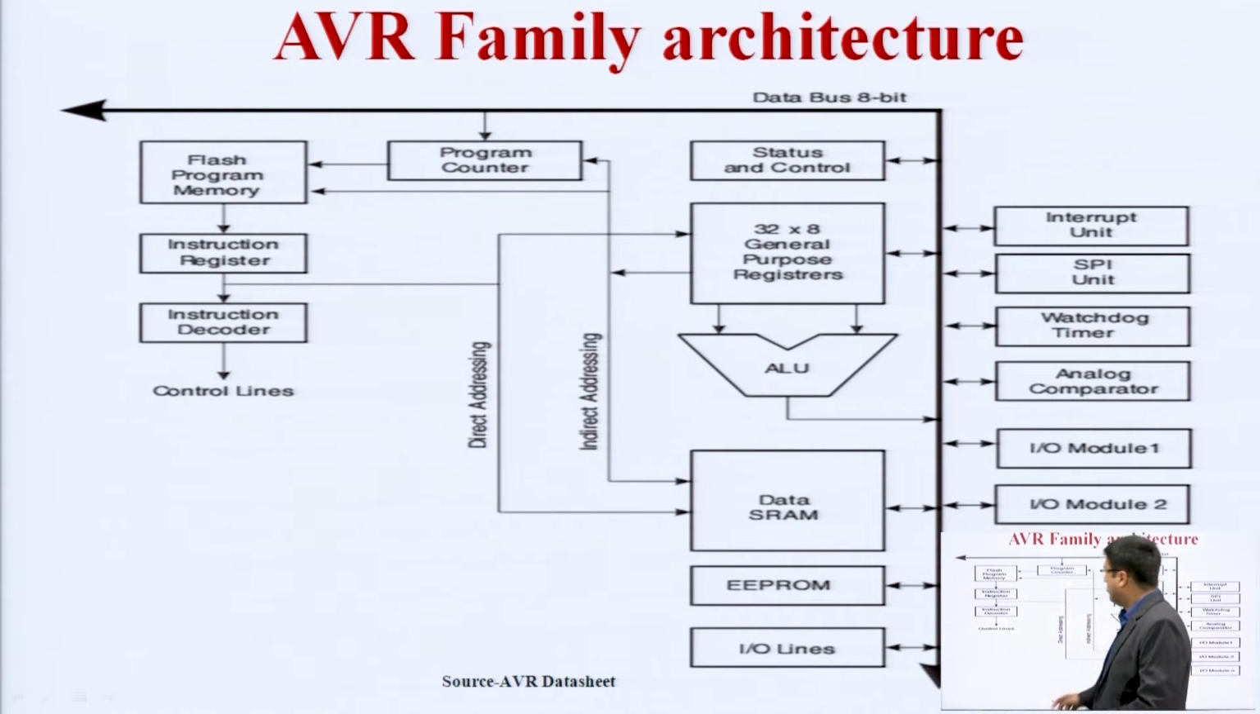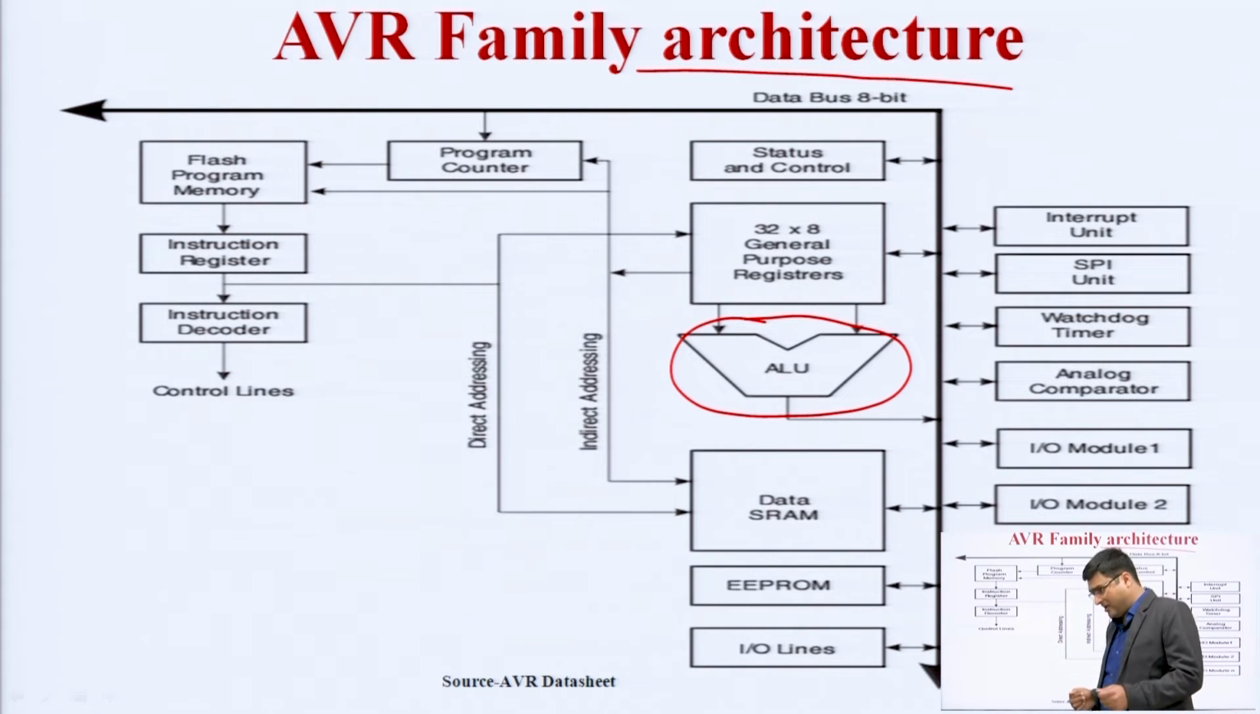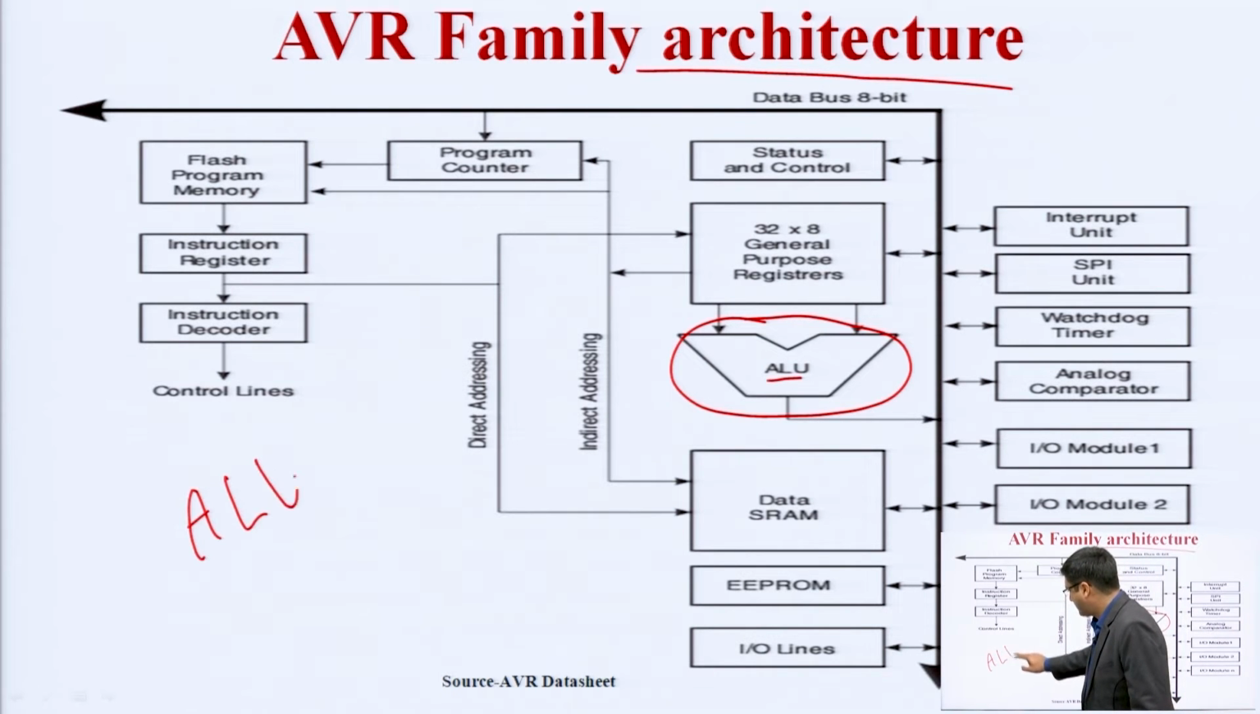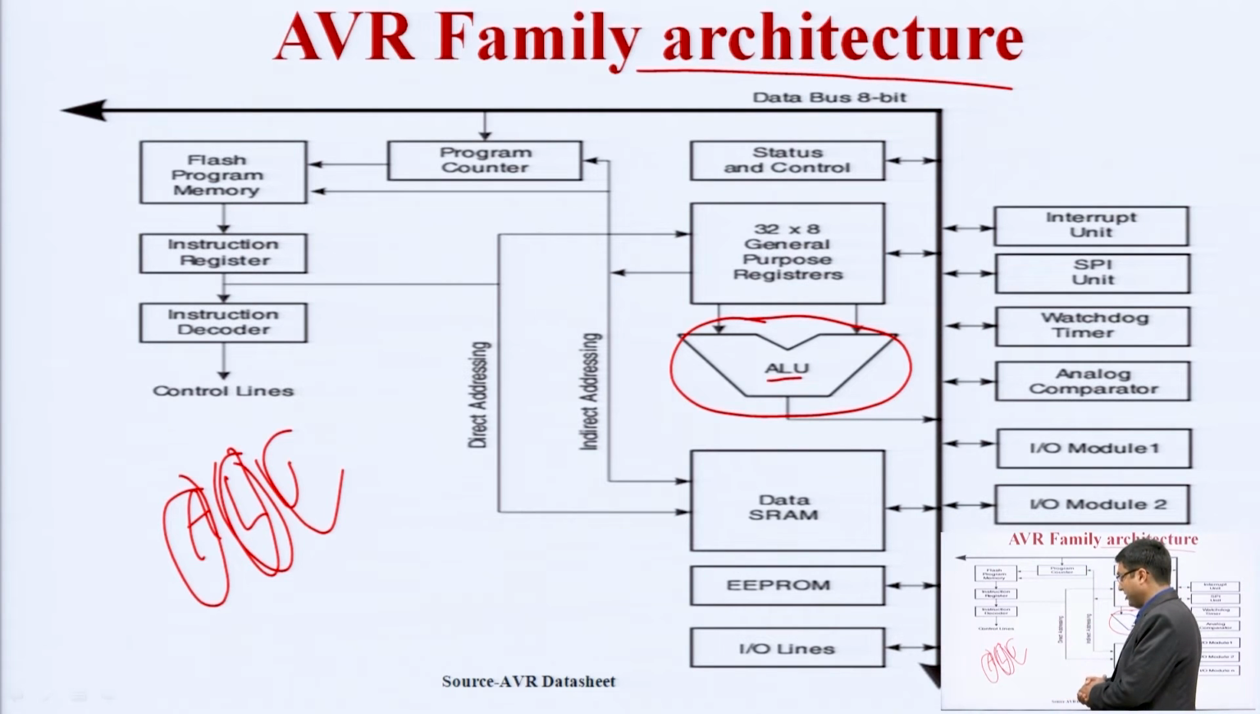Okay, so this is the AVR family architecture. If you look into the diagram, there are a lot of blocks available. First we will start with the ALU. What is the meaning of ALU? ALU means arithmetic logic unit. A means arithmetic, L means logical, and U means unit. What is the arithmetic and logical unit? Basically this unit performs arithmetic operations like addition, subtraction, multiplication, division, etc., and logical operations like logical AND, logical XOR, etc. So basically this unit performs ALU operations.